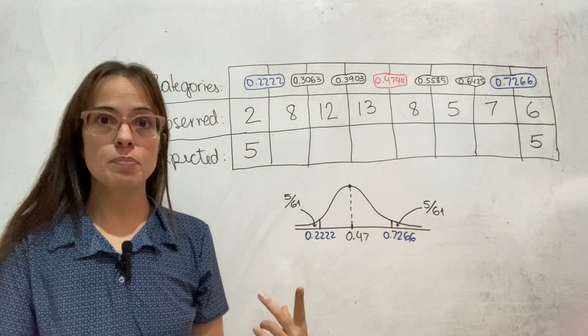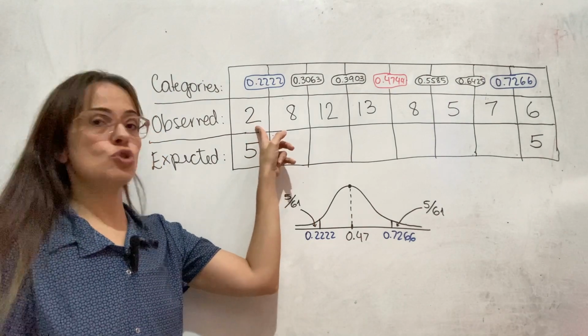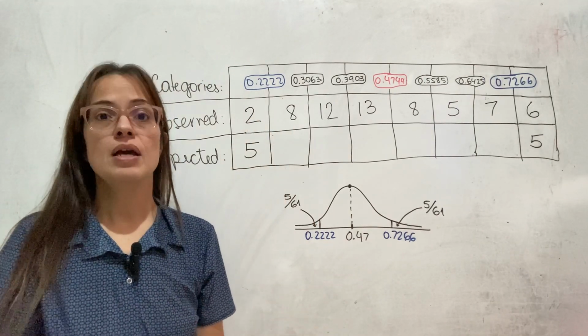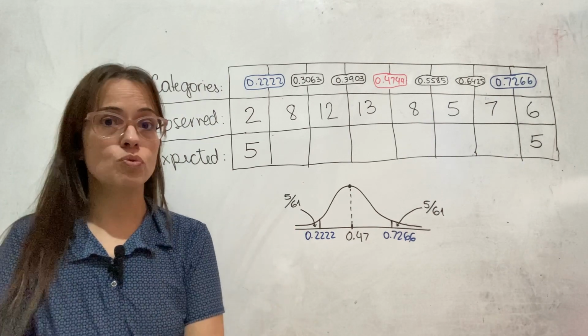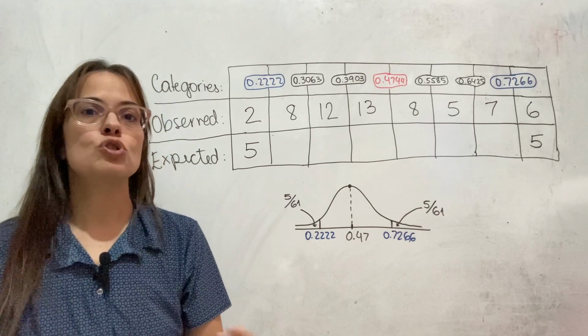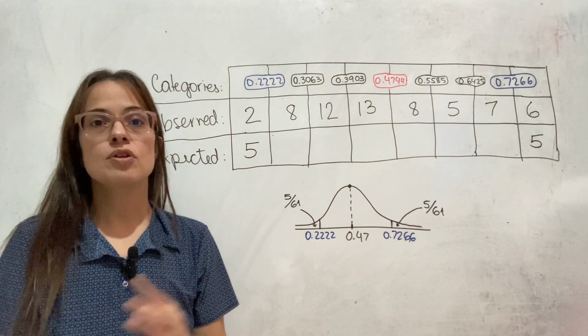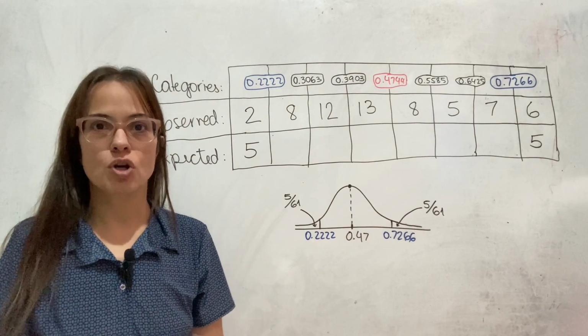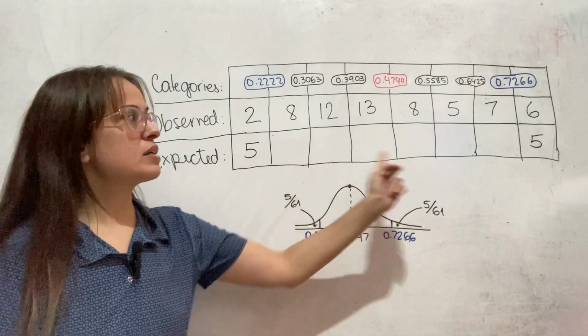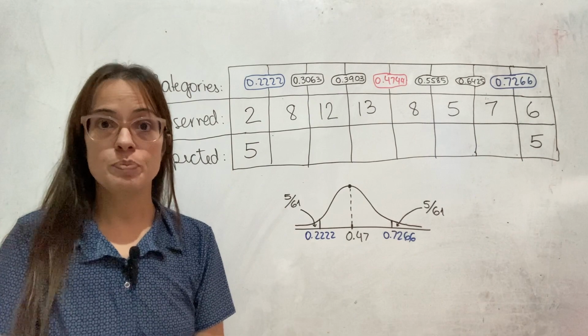And a question that comes up a lot at this point is, what about this 2 here? Isn't it a problem because 2 is less than 5? And the answer is that no, that 2 is not a problem because that 2 is not an expected value. 2 is an observed value, and there is no restriction on what the observed values can be. It's just what you've observed. It's the expected values that can't be less than 5.